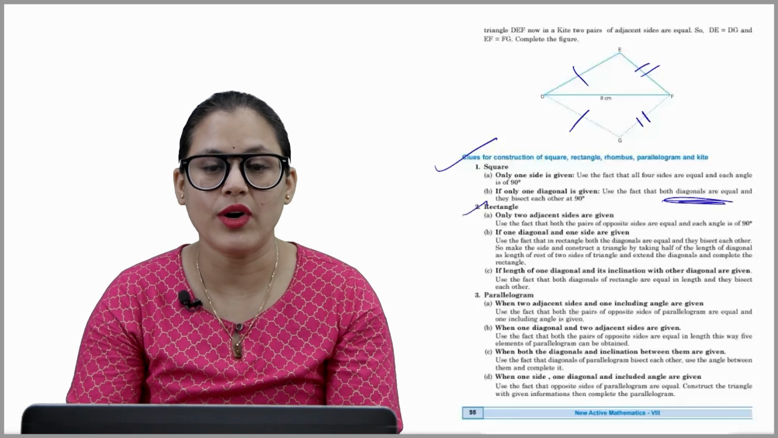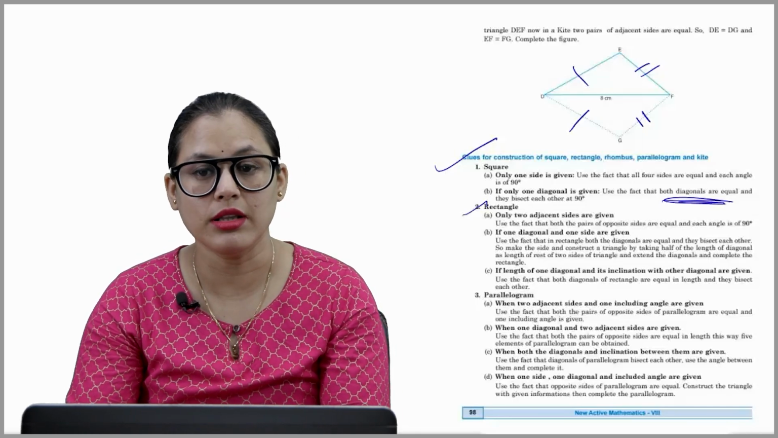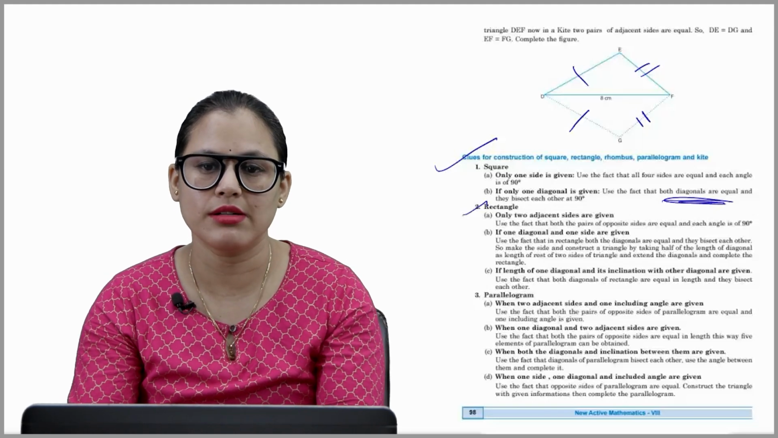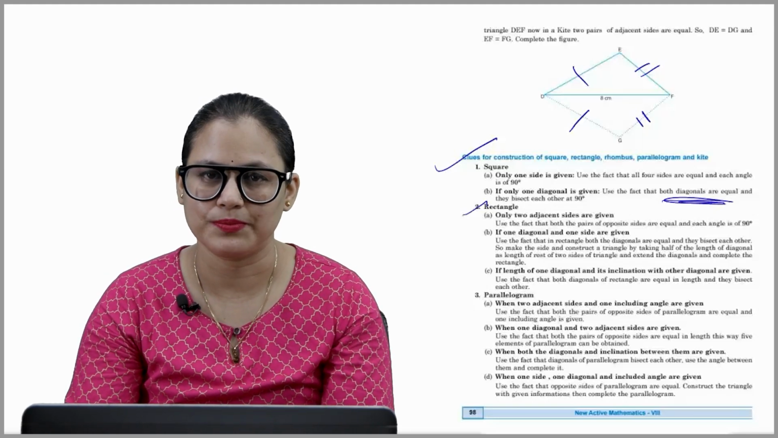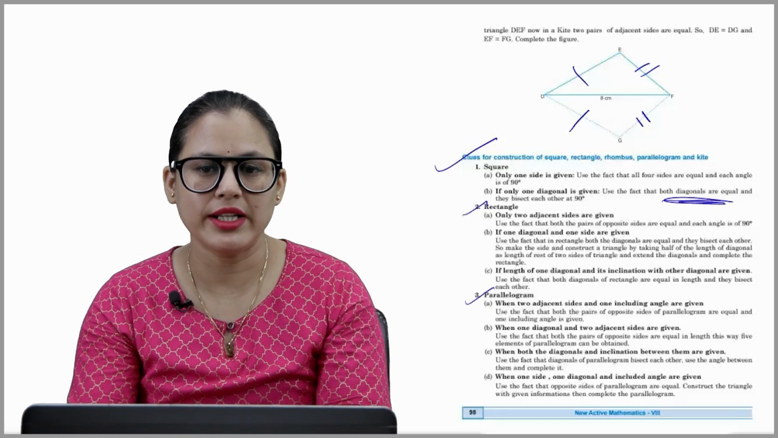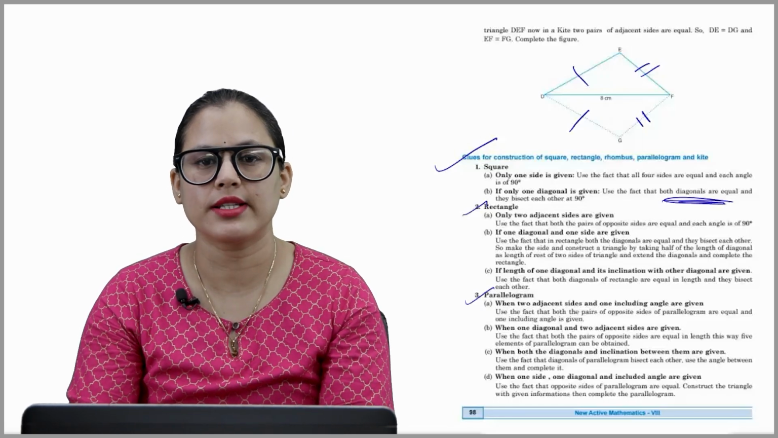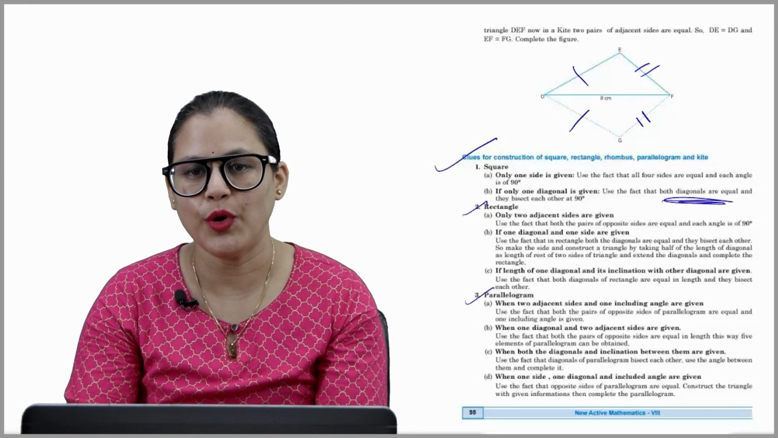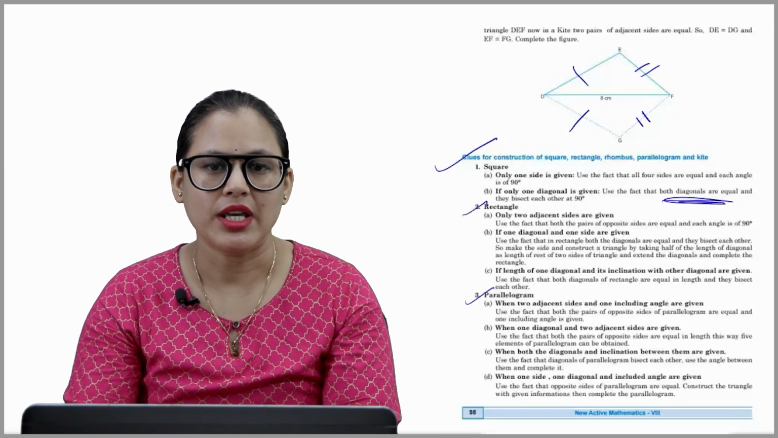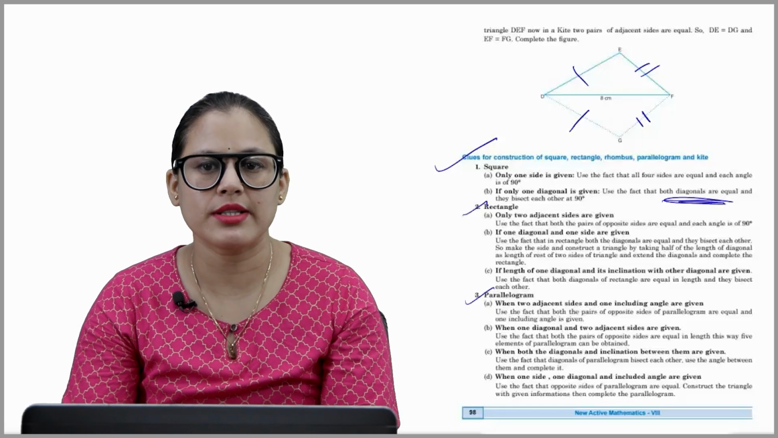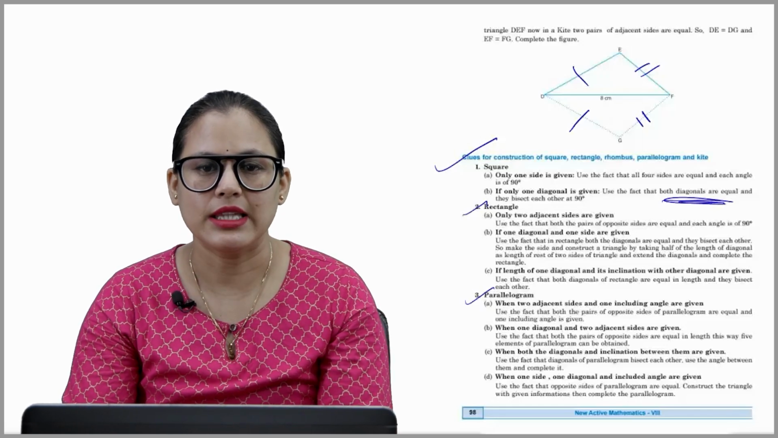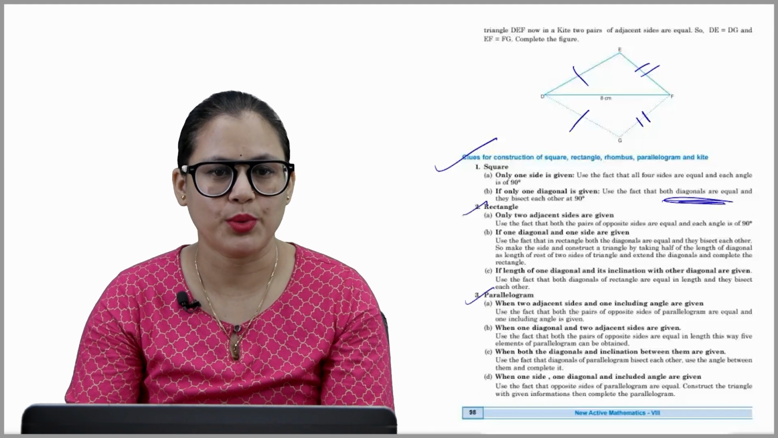See, if the length of one diagonal and its inclination with the other diagonal are given, use the fact that both diagonals of a rectangle are equal in length and they bisect each other. Okay. Number 3, parallelogram. A, when two adjacent sides and one included angle are given, use the fact that both pairs of opposite sides of a parallelogram are equal and one included angle is given. B, one diagonal and two adjacent sides are given. Use the fact that both pairs of opposite sides are equal in length. This way, 5 elements of the parallelogram can be obtained.